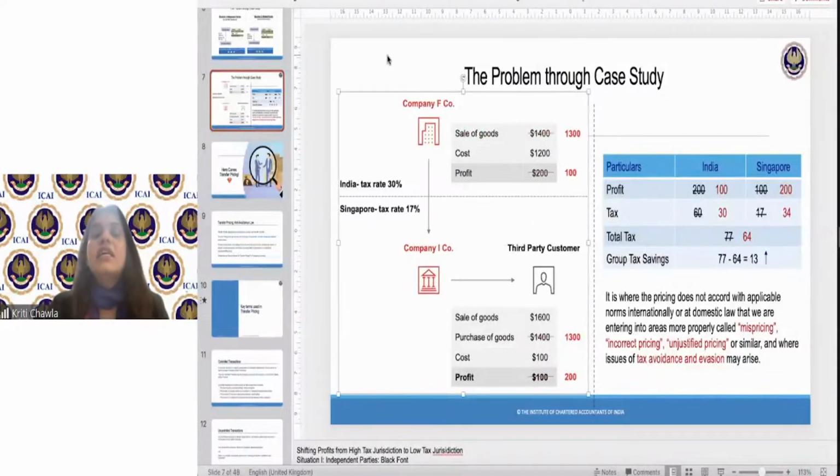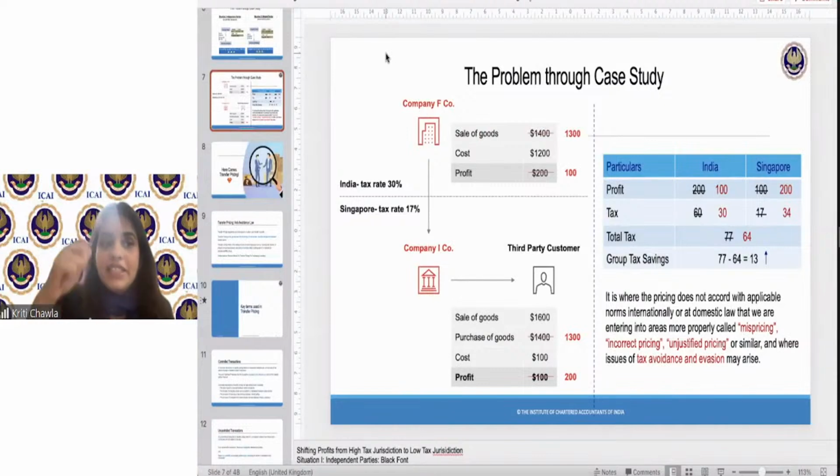Let's say that now, because they are related to each other, company F and company I decided that we're not going to transact at $1,400. Let's transact at some other price which is determined by our relationship. Because we are a parent company and a subsidiary company, we're going to decide the price at which we will be transacting.